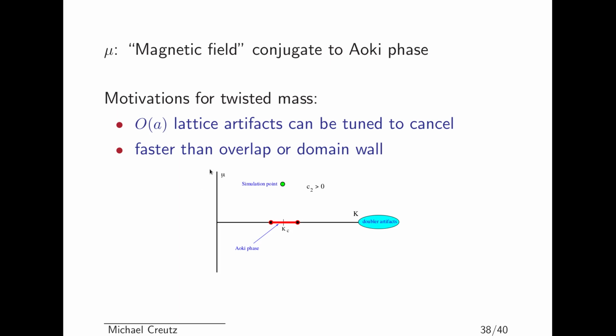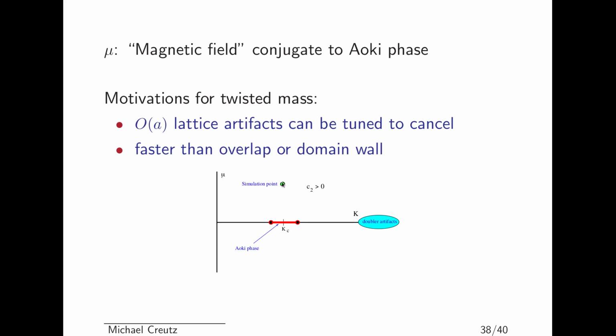So if I look at, here's the mu axis, here's the ordinary mass axis, and there's this funny phase where Aoki says this business can happen. So the argument for twisted mass is to go off into this, turn on some mu, and go up here directly above this. And the idea is that then the order A lattice effects can be tuned to cancel. They change sign as you go across this thing here.